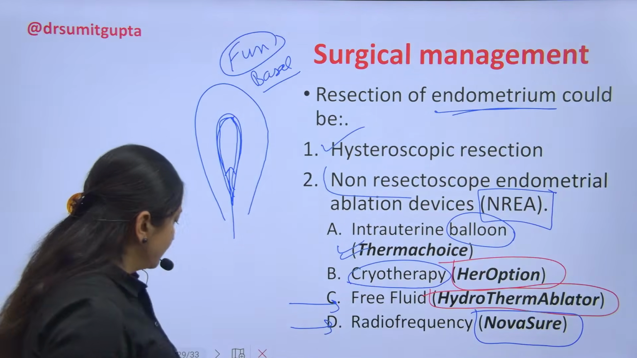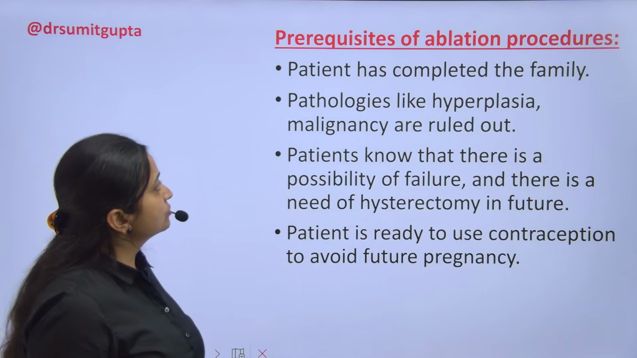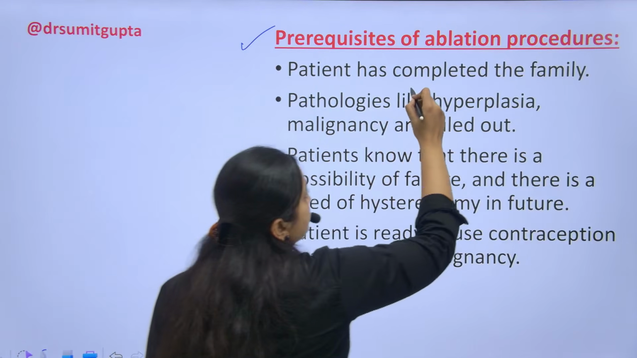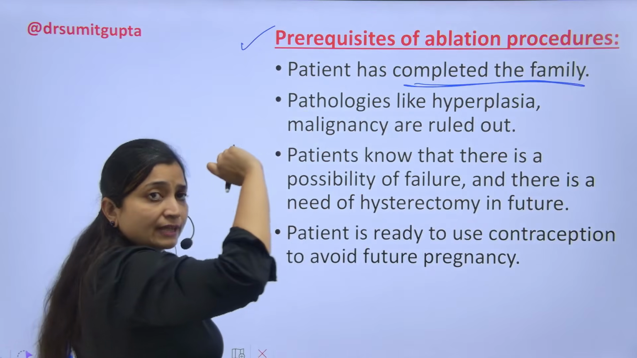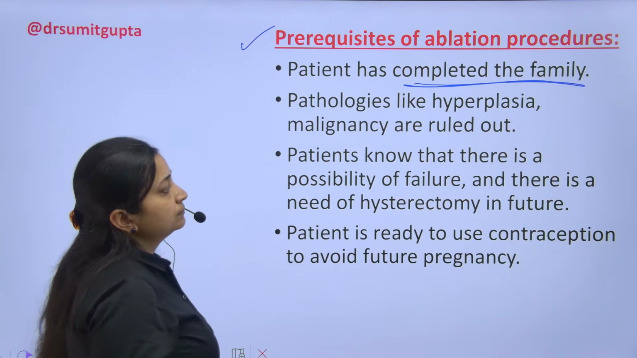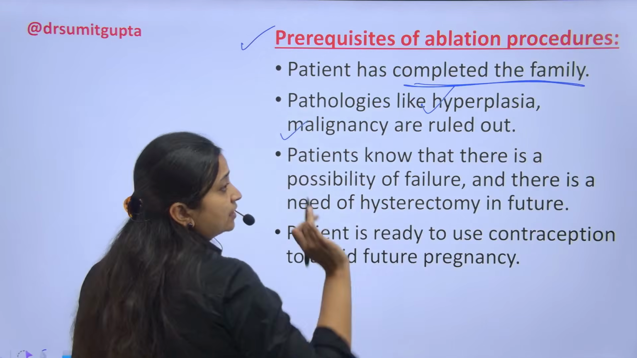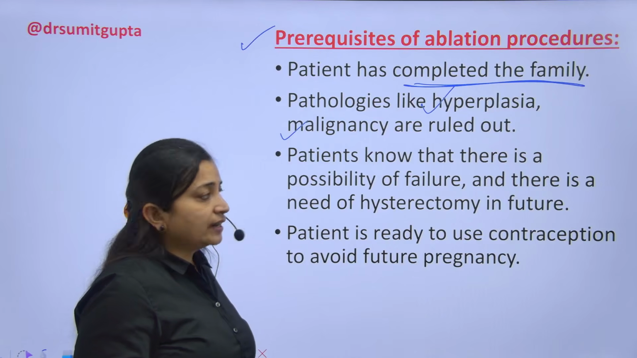Very new modalities. But how do we decide that yes, we are going to do the ablation procedure? So these are the prerequisites. The patient has a complete family. She cannot become a mother again because we are destroying the endometrium. Pathologies like hyperplasia and malignancies are ruled out. Always do a biopsy first. We are not dealing with a carcinoma.